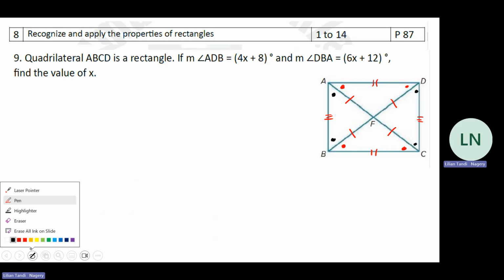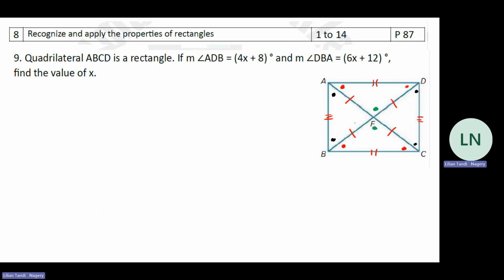And then, let's use another color. This angle is equal to this angle, and this angle is equal to that angle. Those are my canons for rectangle. Okay. Now, what do I know?